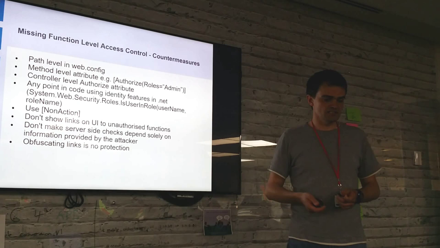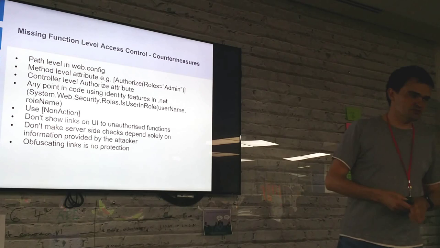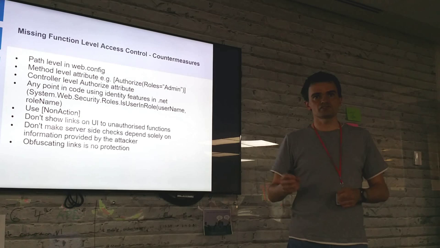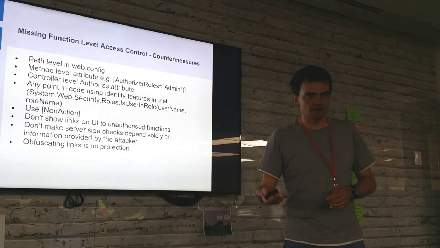Obfuscating links is no protection. I worked briefly for a well-known Northern airline, and in the call center application, there was this page where you could credit accounts with free air miles. The menu section checked that the user should have the permissions to see the item, but actually if you knew the URL, you could go directly to that web page and then credit any account you wanted with as many free air miles as you wanted, which could potentially have cost the airline in question millions of pounds.